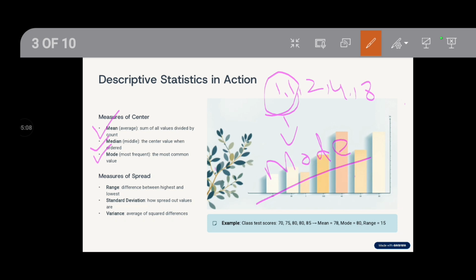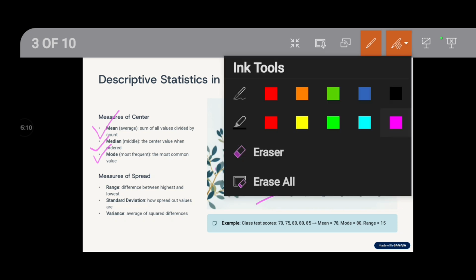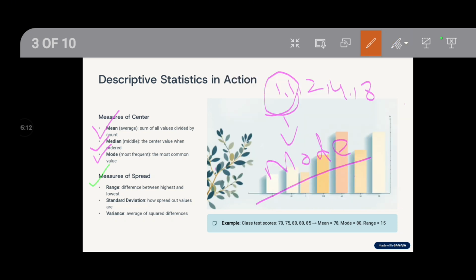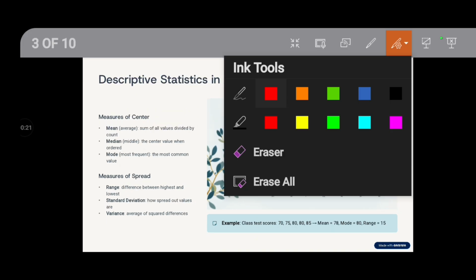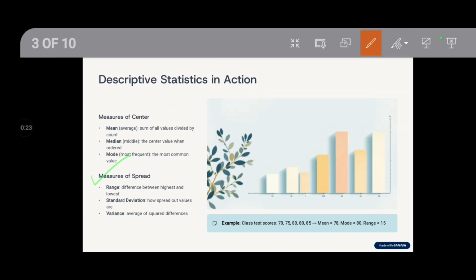Okay, now the other thing we have is measures of spread. I will make these clear for you because these are very important. So now, measures of spread. First of all, the term we have is range. This is the difference between the highest and lowest value.